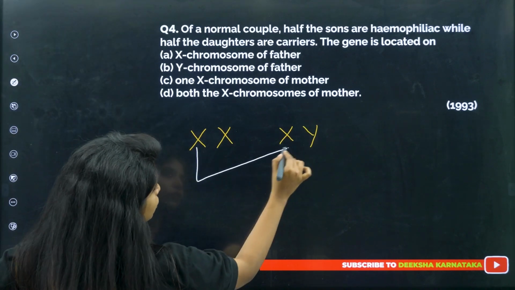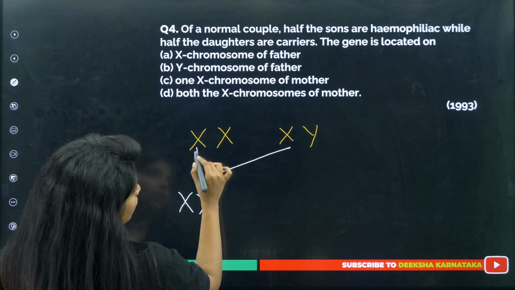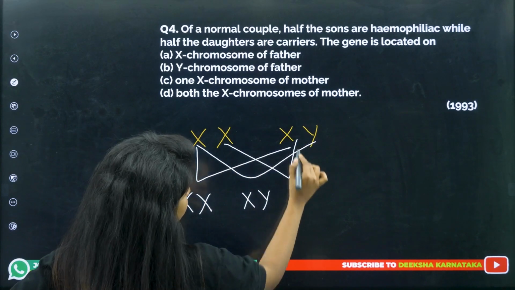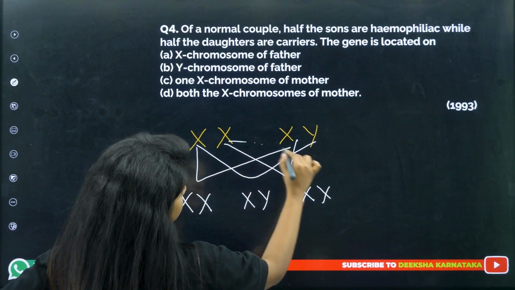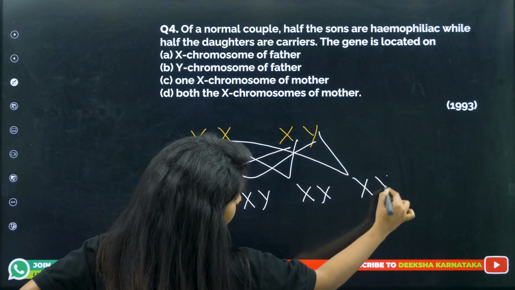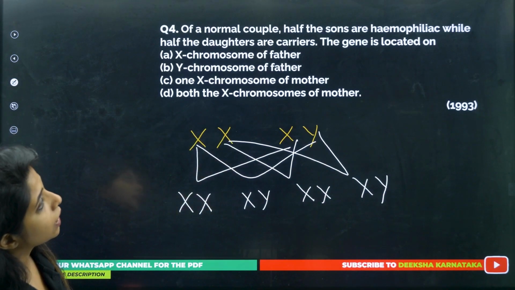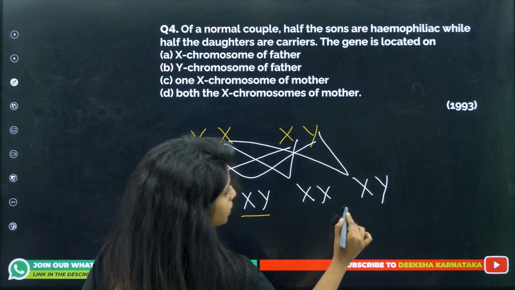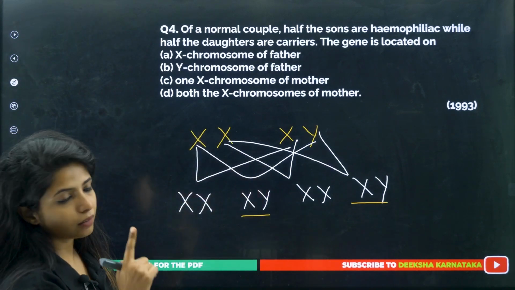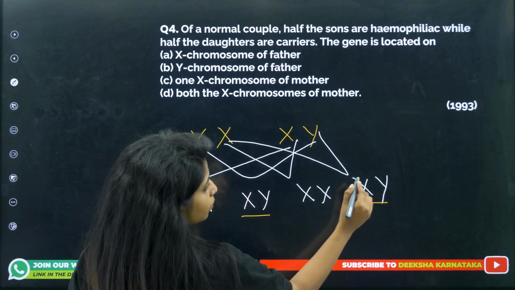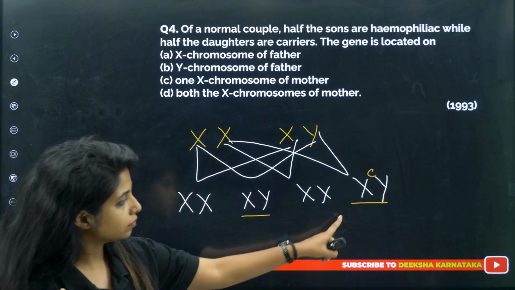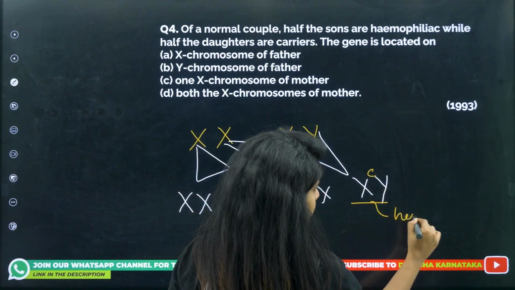So when this and this fuses, you get X and X. When this and this fuses, you get X and Y. Now when this and this fuses, you get X and X. When this and this fuses, you get X and Y. And with the condition that they have given, that half the sons are hemophiliac, if you have two sons, and half, as in one son, is hemophiliac, then I can write an X over here. This particular son is hemophiliac.